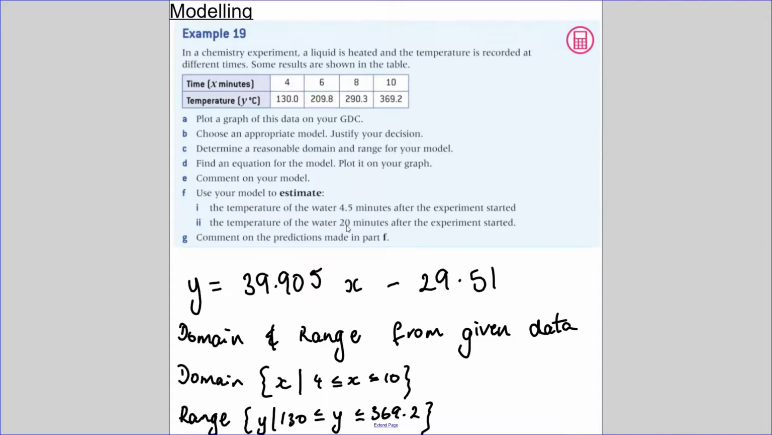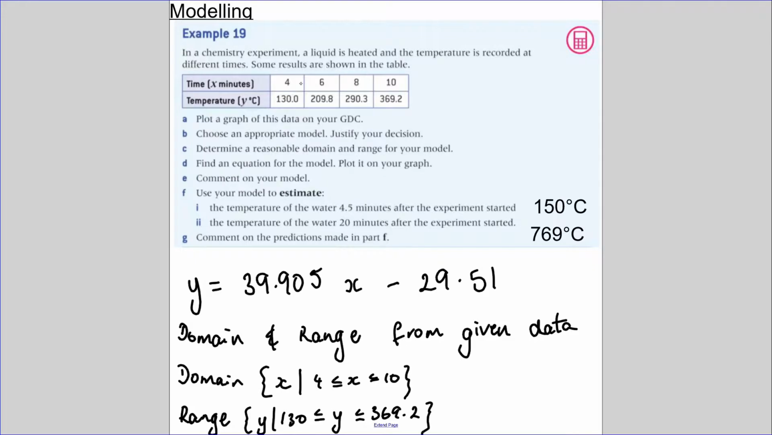When we were looking at the calculator, we looked at how to find each of these answers, and for 4.5 it gave us 150 degrees to 3 significant figures, and this one gives us 769 degrees to 3 significant figures. So these happen according to our model, and the 4.5 is a legitimate prediction to make because it's within our data.